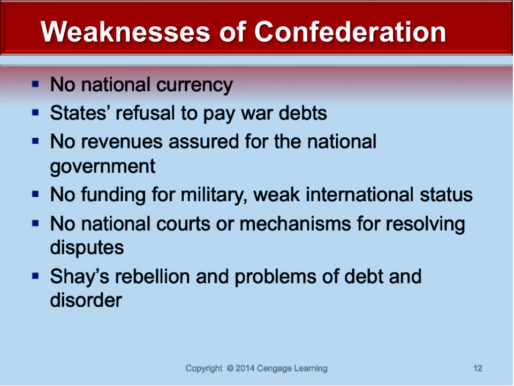So if you were, say, in Connecticut and you went across the border to Massachusetts, your money would not be recognized. It'd be worthless.